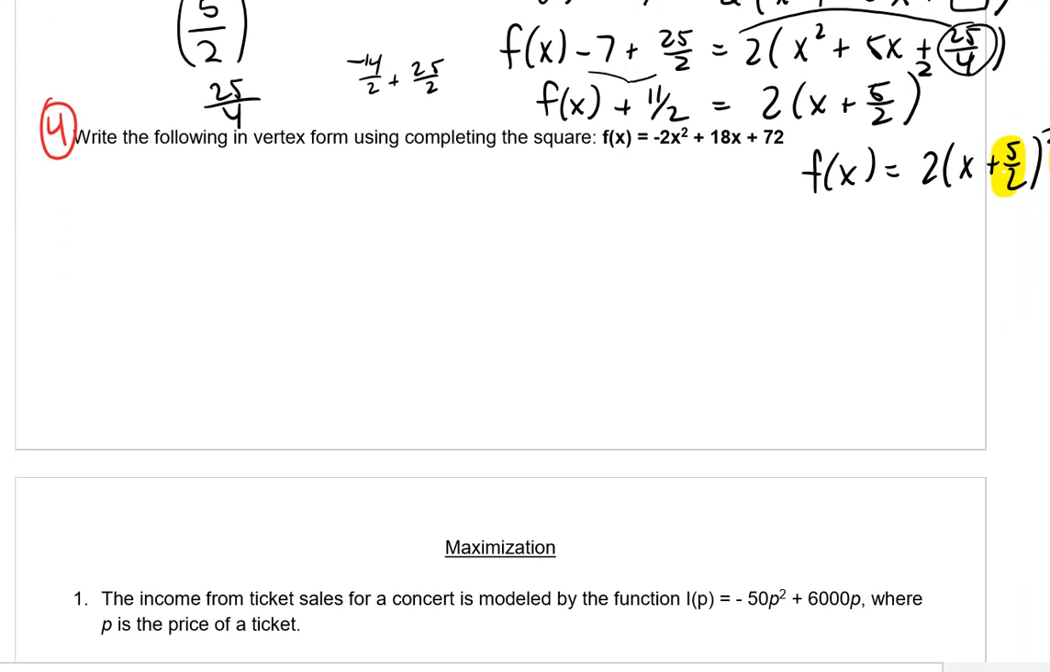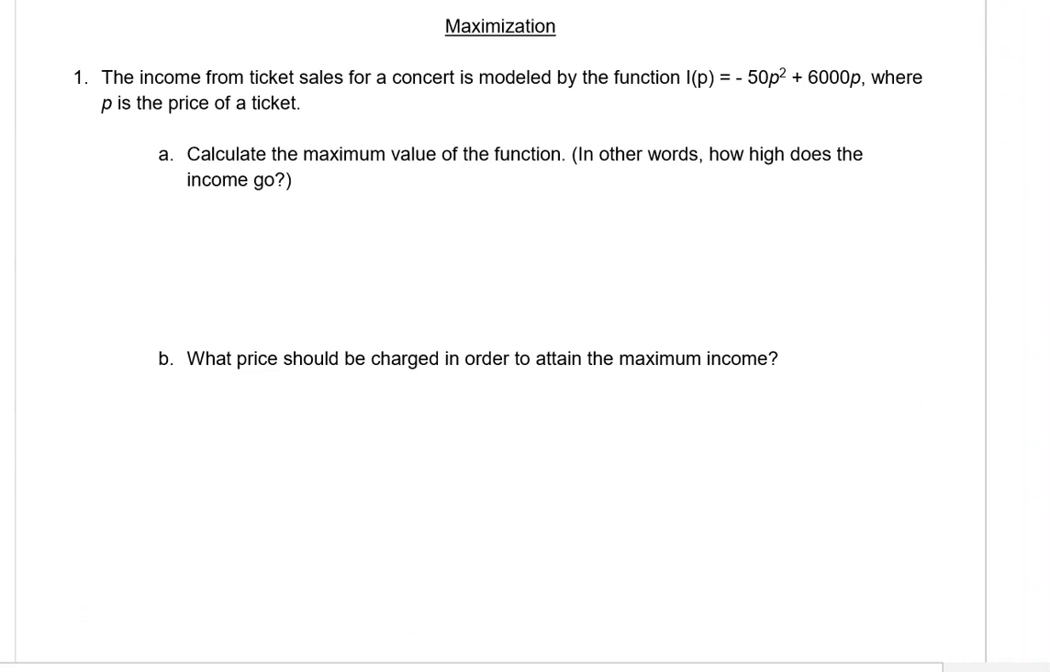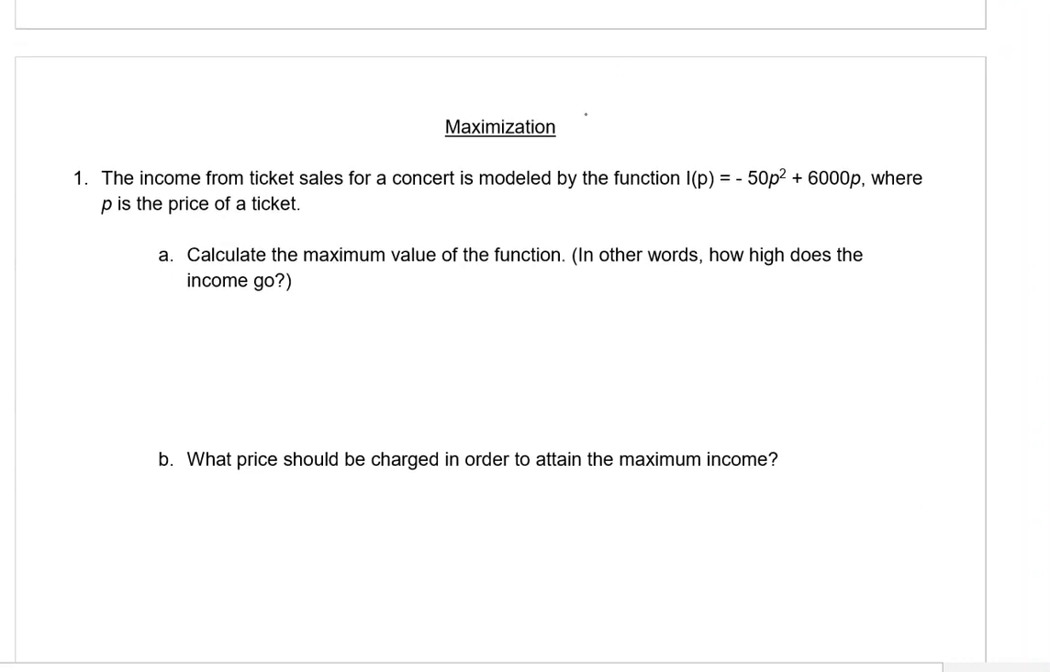All right. Now what we're going to do is take a look at some maximization problems. Maximization problems are when you're trying to make the most amount of profit or find the maximum area and things like that. So the income from ticket sales for a concert is modeled by the function I of p equals negative 50p squared plus 6000p, where p is the price of a ticket. Calculate the maximum value of this function. In other words, how high does the income go? And what price should be charged in order to attain this maximum income?